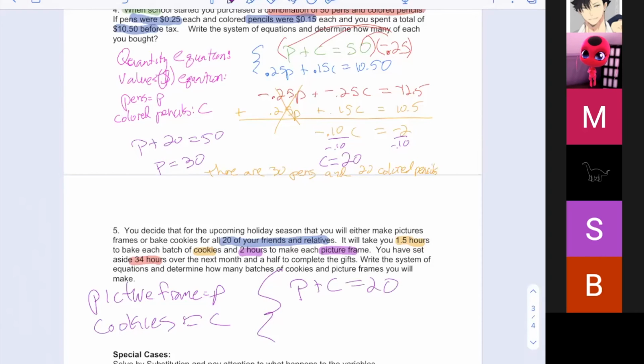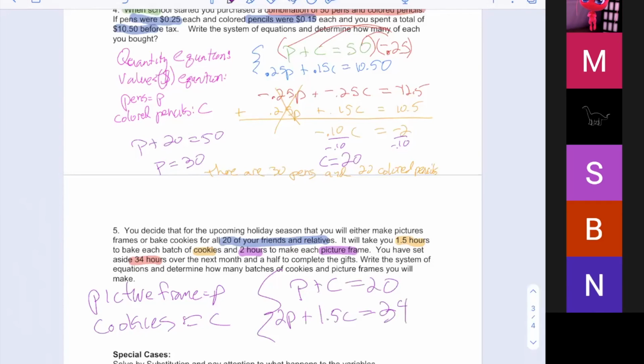And then in the value equation, instead of money, is time. So it takes 1.5 hours for cookies, 2 hours for the picture frames, and the total number of hours you have is 34. All right. So there's quite a few people in the real world that got this. How about in the virtual world? How many of you guys got this? Okay, good.